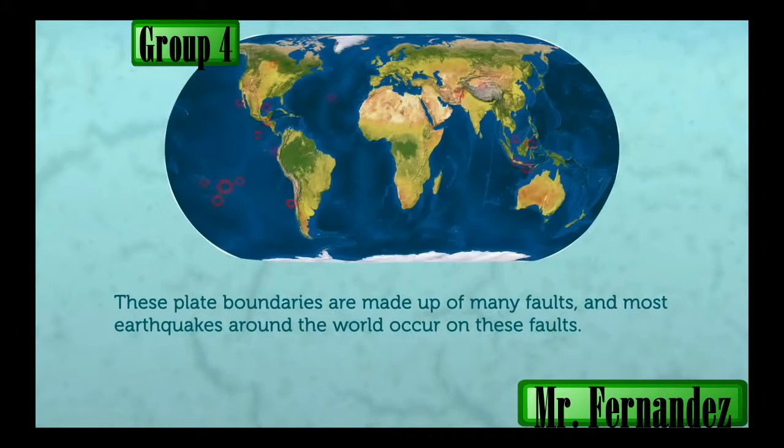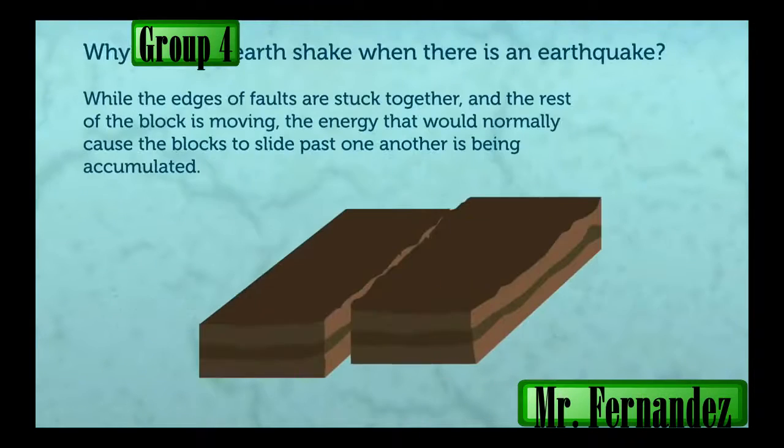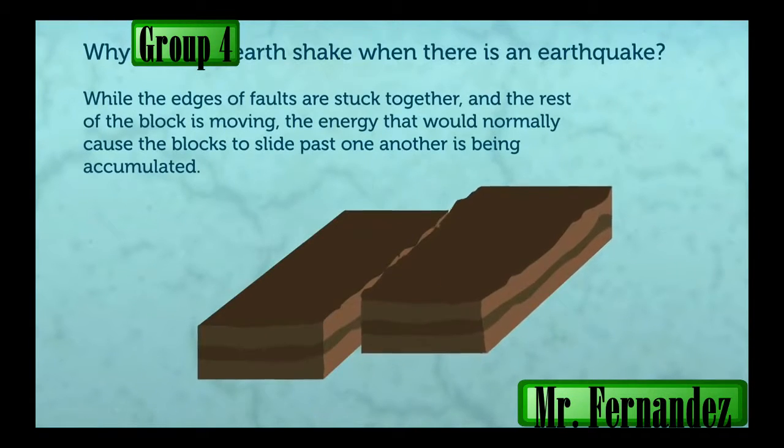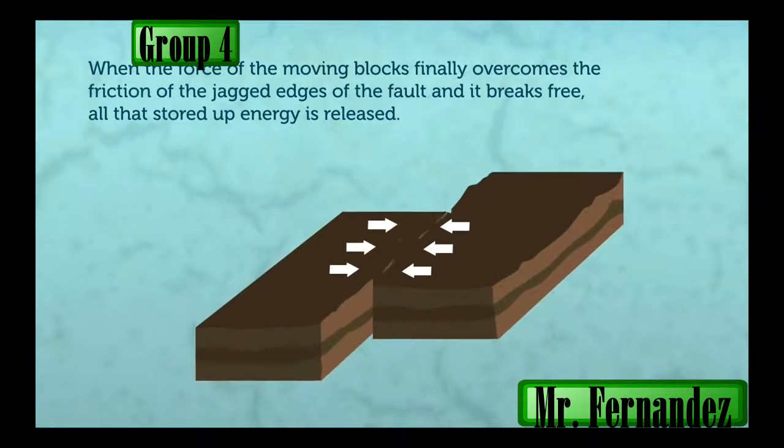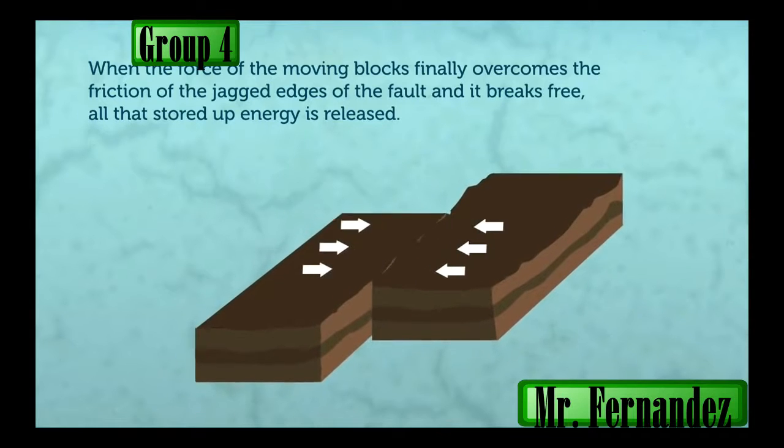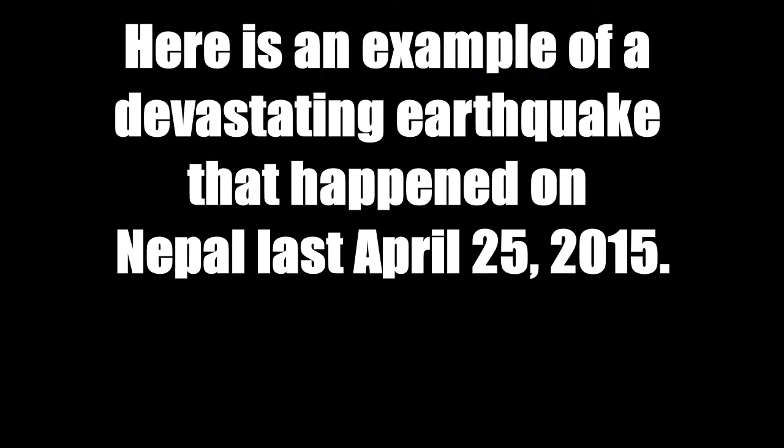The plate boundaries are made up of many faults, and most of the earthquakes around the world occur on these faults. Since the edges of the plates are rough, they get stuck while the rest of the plate keeps moving. Finally, when the plate has moved far enough, the edges unstick on one of the faults, and there is an earthquake.